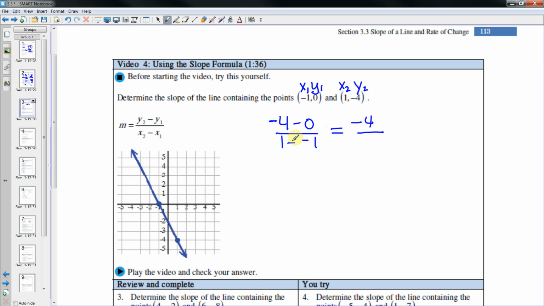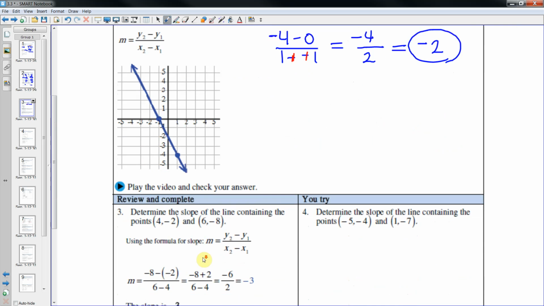1 minus a minus 1, that changes. I'm going to change the color of my pen so that when you come back and look at it, you see that I changed that to plus plus. So 1 plus 1 is 2, and then I can reduce that. Negative 4 over 2 is equal to a negative 2. That would be the slope. And that matches with what I think it should be. It's going downhill, so it should have a negative slope.